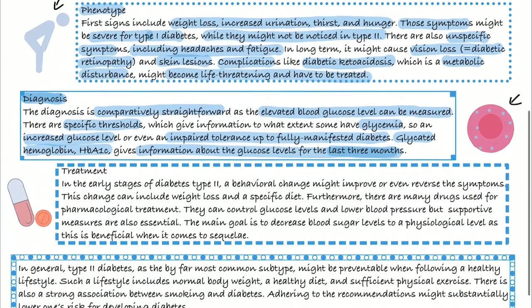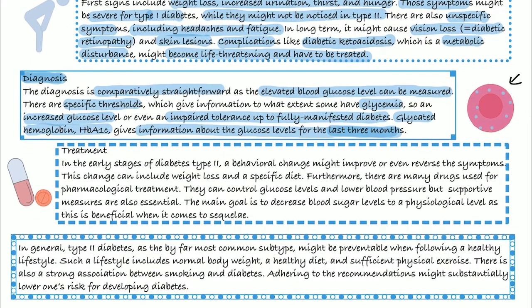Now, when we're talking about the treatment, in the early stages of diabetes type 2, a behavioral change might improve or even reverse the symptoms. Changes might include weight loss and following a specific diet. There are, of course, also many drugs used for pharmacological treatment. They can control glucose levels and lower blood pressure. In general, supportive measures are essential. All those treatment options have in common that the main goal is to decrease blood sugar levels to a more or less physiological level, as this is most beneficial.